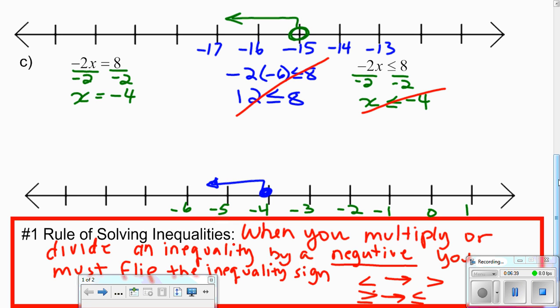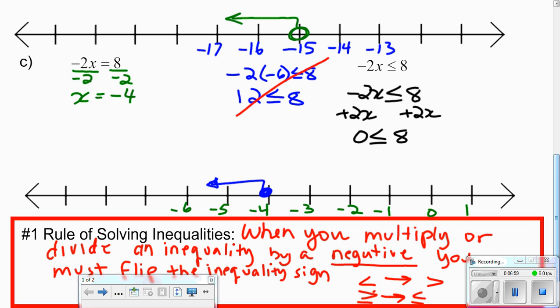So just going back to our original question, -2x. I don't like that the x is negative. I'm going to make it positive by moving it to the other side. So add 2x. So now we get 0 is less than or equal to 8 plus 2x. Okay. Move the 8 over. So -8 is less than or equal to 2x.